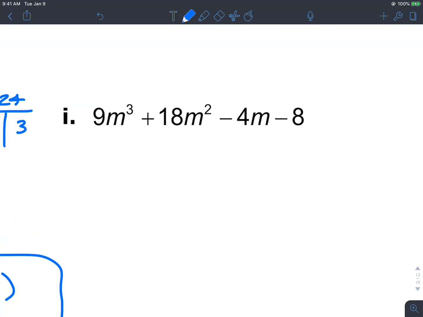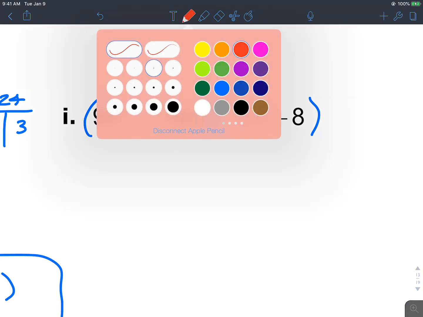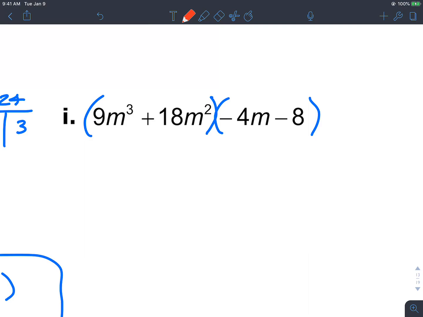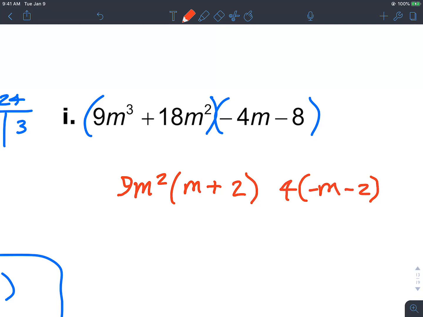Alright, 4 terms. Got another grouping problem here. I like this one because it's got the negative. So we will factor out, in this case, both of those are divisible by 9, and not just 9, 9m squared. If we divide by 9m squared, that'll be m plus 2. The second group here, now if you only pull out a 4, you're going to be left with negative m minus 2, which doesn't get you anywhere. So actually with this one here, we need to make sure we pull out the negative with it. Factor out negative 4, and then that'll be m plus 2 right there.